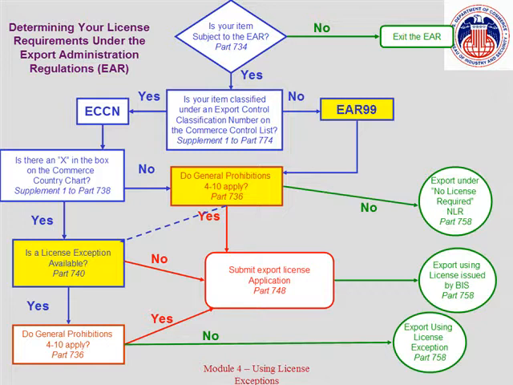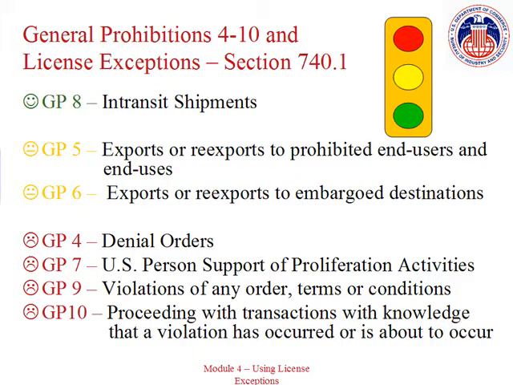We'll now look in more detail at the relationship between license exceptions and general prohibitions 4 through 10, keeping in mind that if a transaction requires a license based on general prohibitions 4 through 10, it may still be eligible for a license exception depending on which general prohibition applies. You must consider the applicability of general prohibitions 4 through 10 before using a license exception, because license exceptions cannot be used in all circumstances. General prohibitions are described in Section 736, Part 2 of the Export Administration Regulations and were covered in Module 3 of this series. The limits on the use of license exceptions based on general prohibitions 4 through 10 are described in Section 740, Part 1.